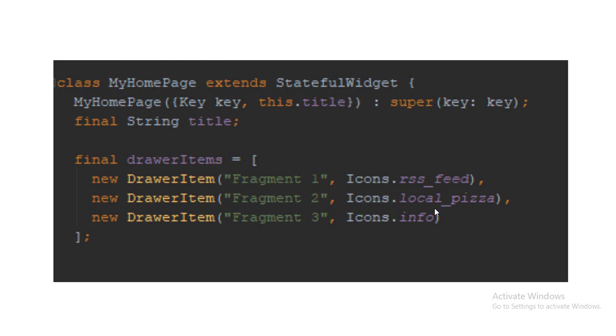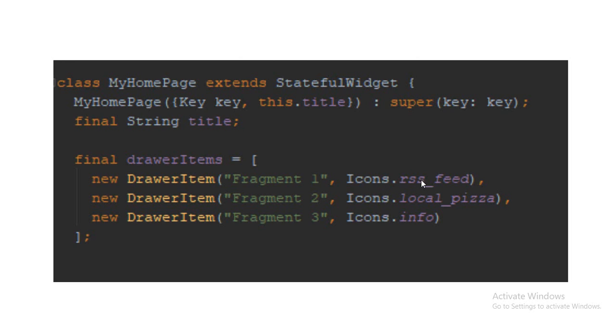In the previous slide I showed you that drawer item class, so this list will be the container of three drawer options. I have done this using this model class. I will simply pass the value of the title of each option: first one the fragment 1, second one the fragment 2, and third one the fragment 3, and in the same way I have declared the icons.